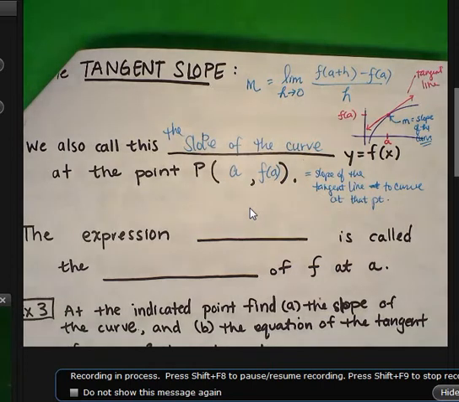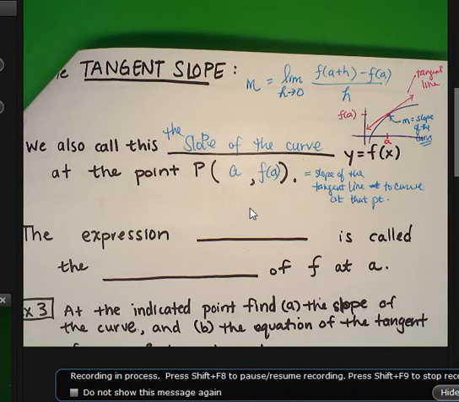Because before this, you've never learned how to find the slope of a curve, right? Just slopes of lines, right? But in calculus, it's all about finding slopes of curves, because life is not all linear. Life curves and changes and turns. Okay?